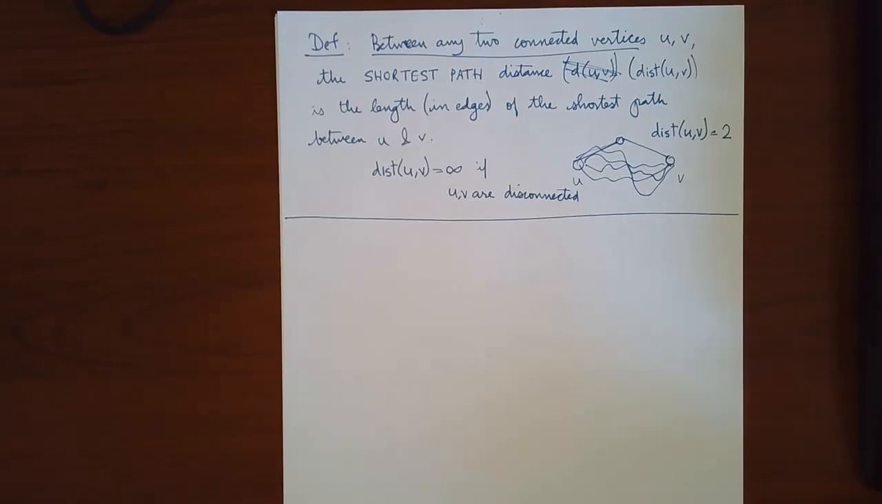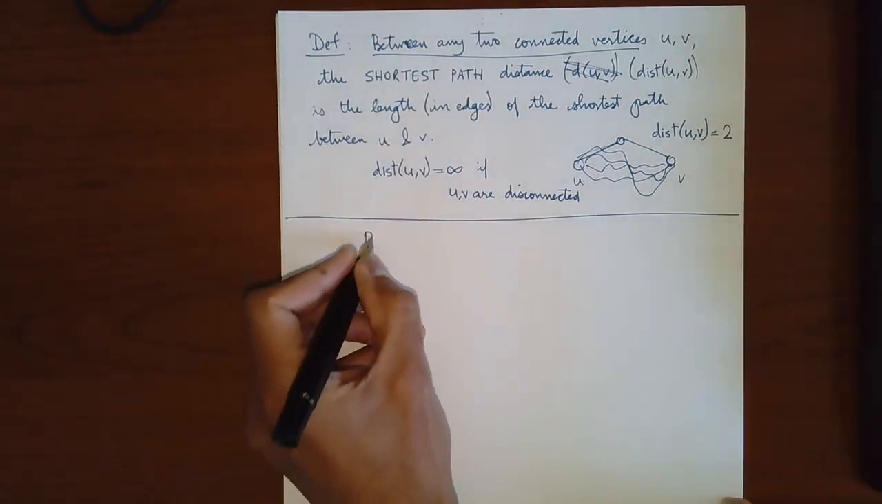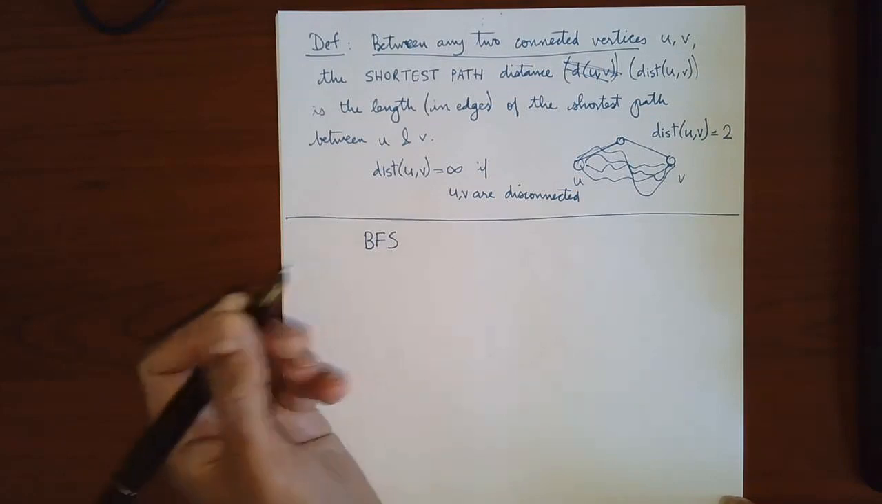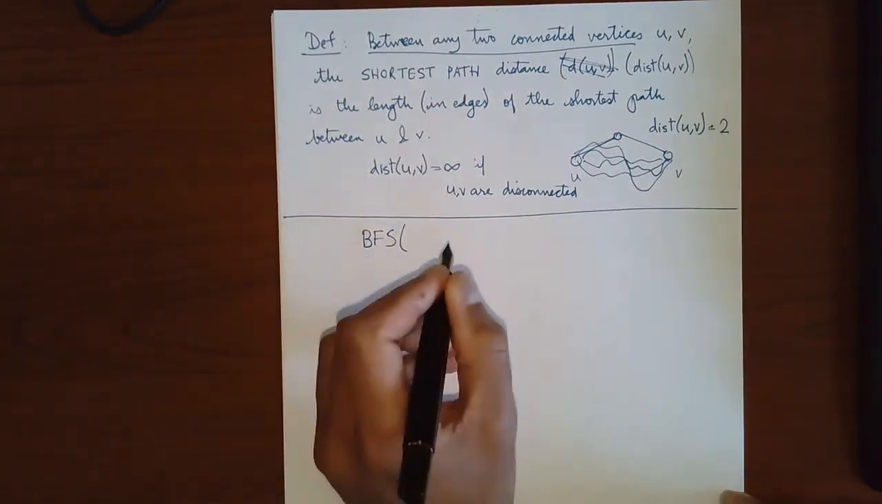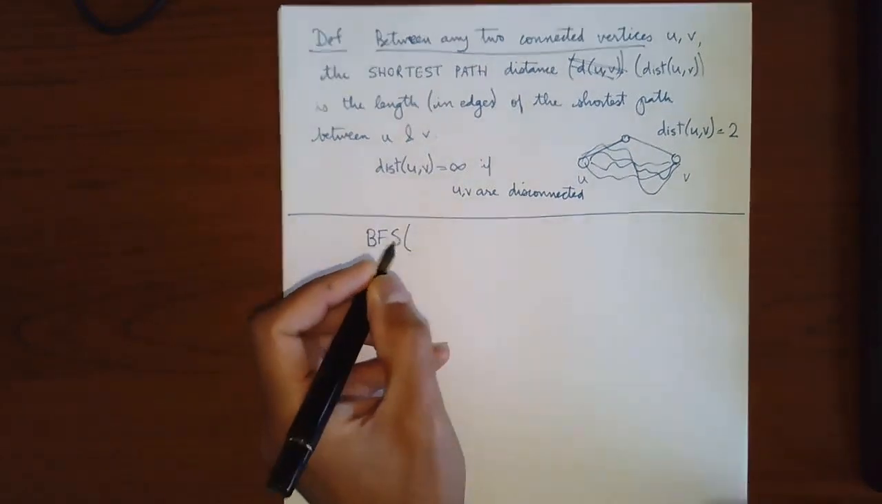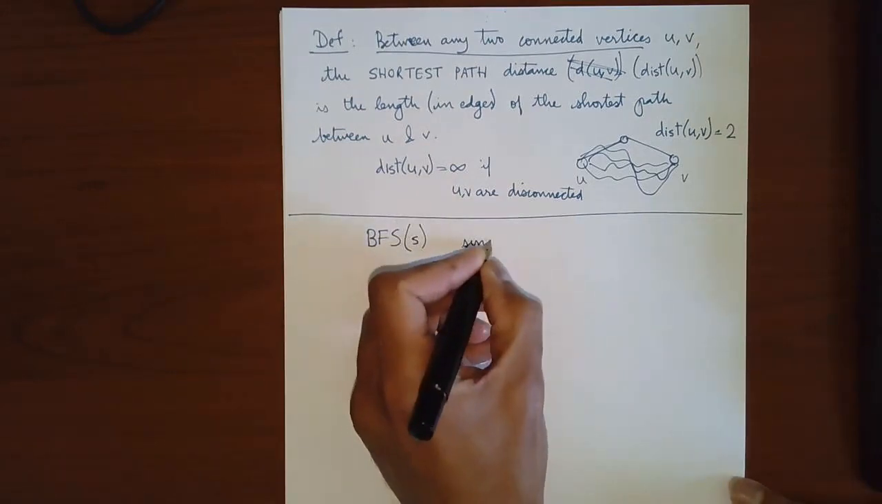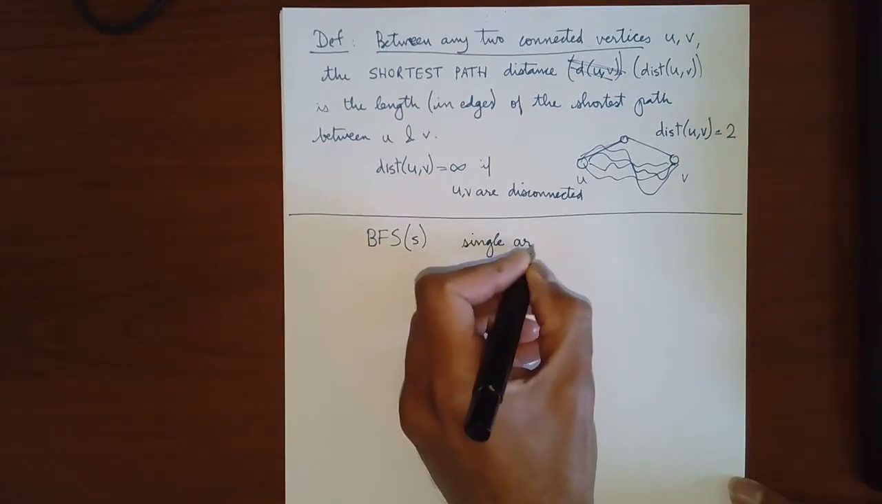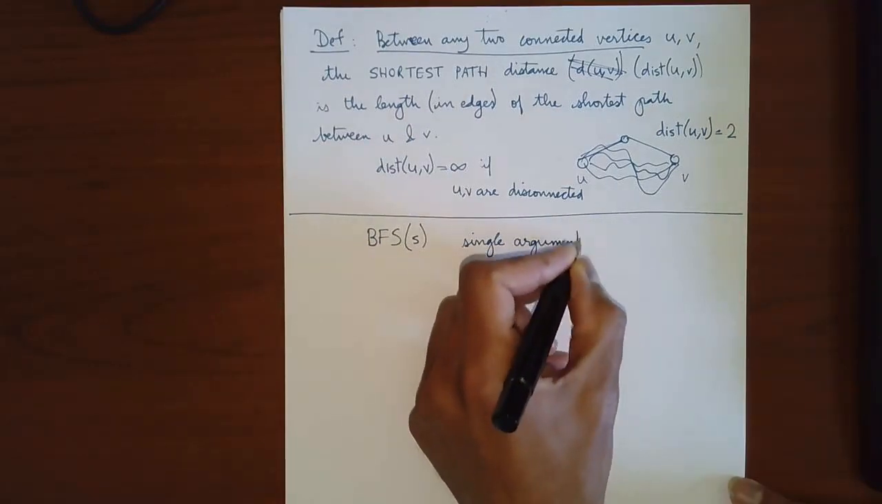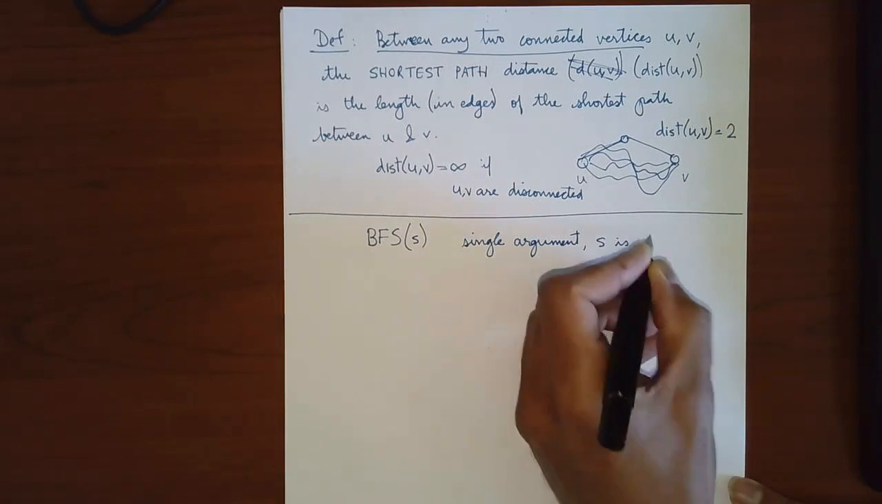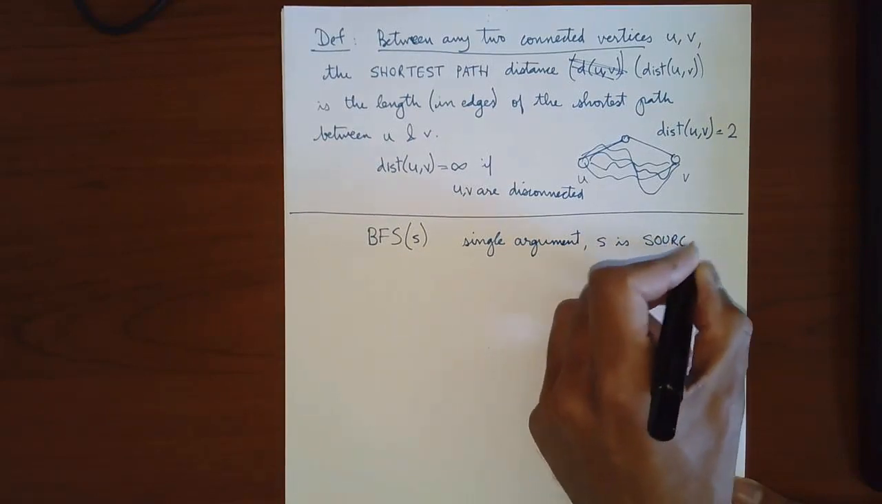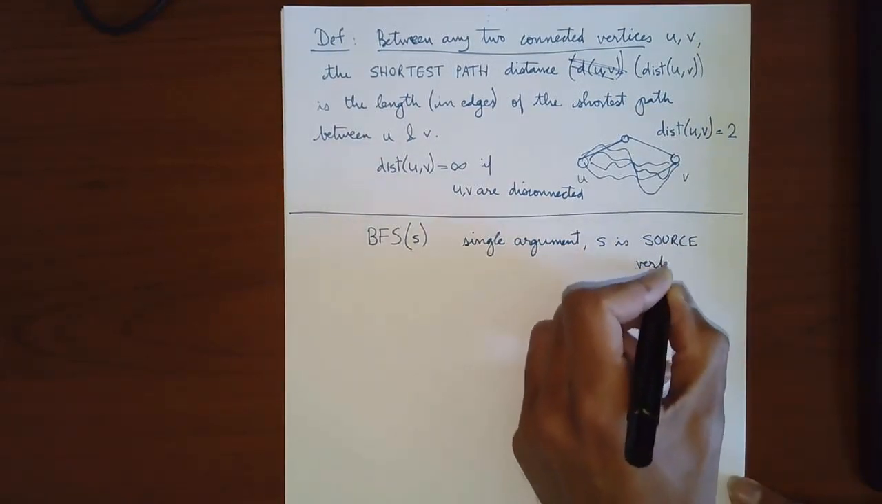Okay, good. So let's go into BFS now. I want to talk about BFS as an argument. I'm going to think of this procedure as having a single argument S. So it's a single argument, and S is what's called a source vertex.